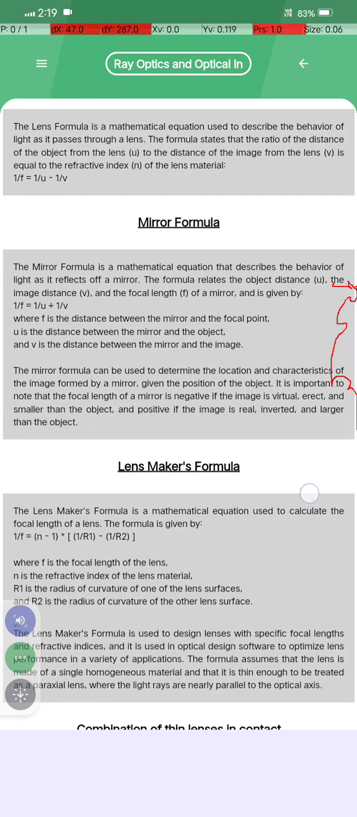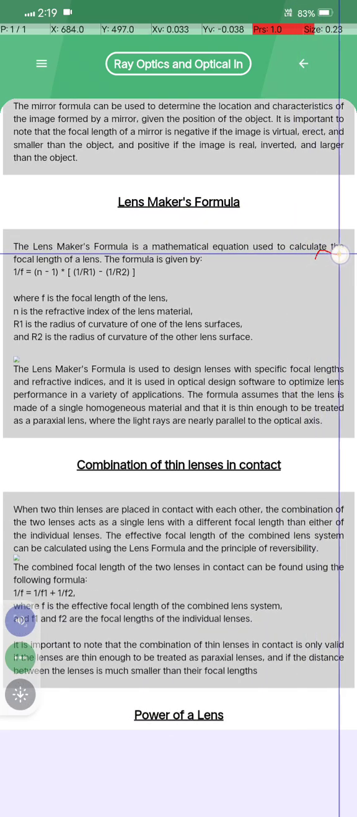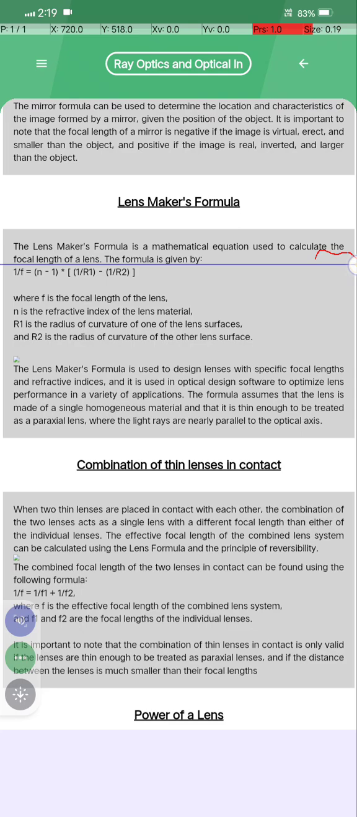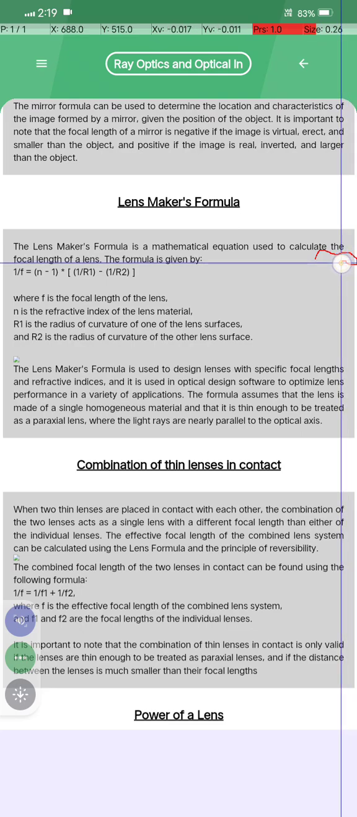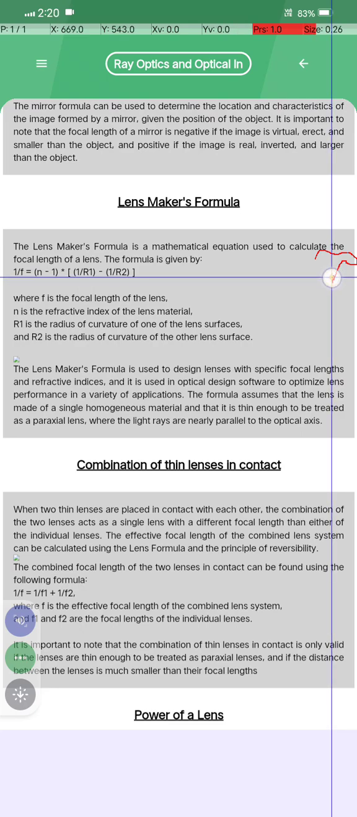Lens maker formula. The lens maker formula is a mathematical equation used to calculate the focal length of a lens, and the formula is given by 1/f = (n - 1)(1/r1 - 1/r2).